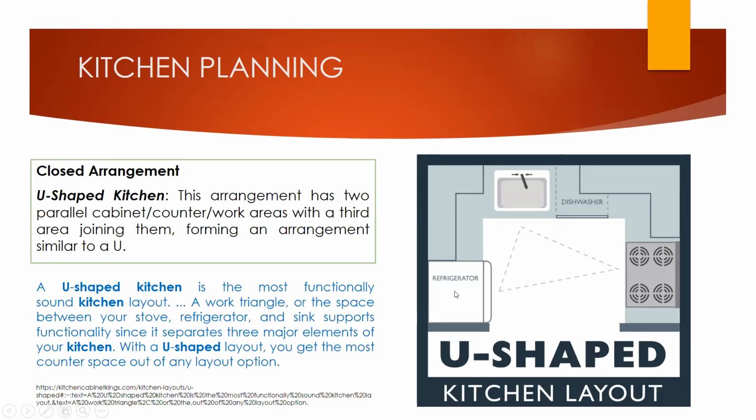A refrigerator, the sink where you do the cleaning and prepare the food, and the hot area where you cook the food. So these are the basic three main areas of the kitchen. They are always organized in this triangle. We'll talk about this triangle later, at the end of this slide. With a U-shaped layout, you get the most counter space out of any layout option. That's the opinion of the Kitchen Cabinet Kings. It's a company that makes kitchen cabinets.